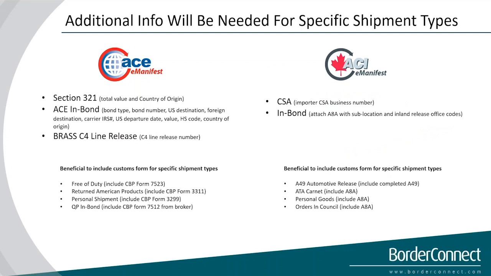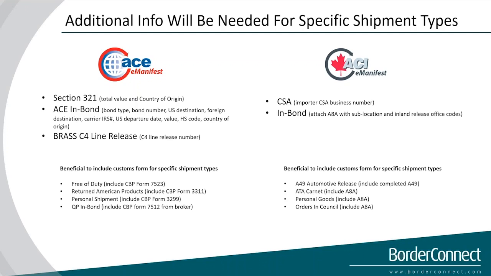For other types of shipments, additional info will need to be provided for specific shipment types. So for ACE, for your low-value shipments of under $800 US, you will need to provide a total value and country of origin for us to process your Section 321. For ACE and bonds, we will need the bond type, the bond number, the U.S. destination, the foreign destination, the carrier IRS number, the U.S. departure date, value, HS code, and country of origin.